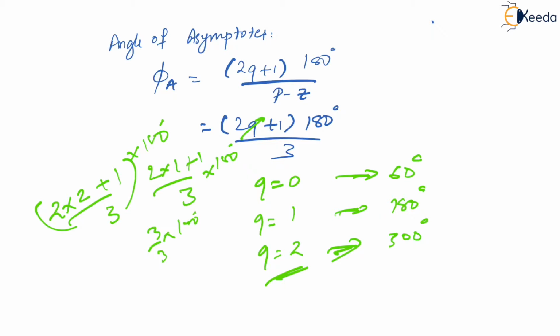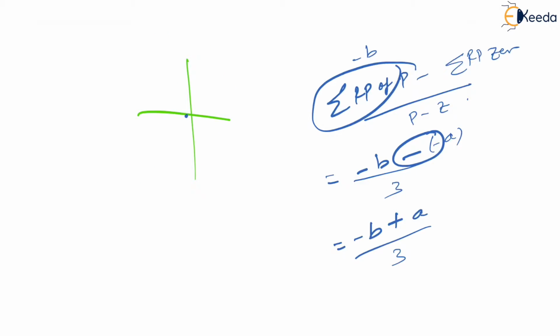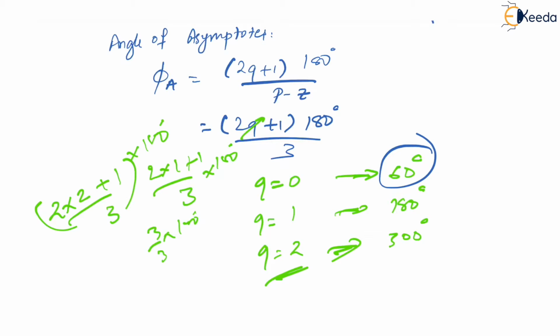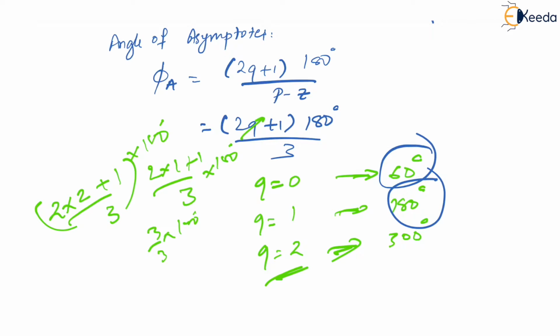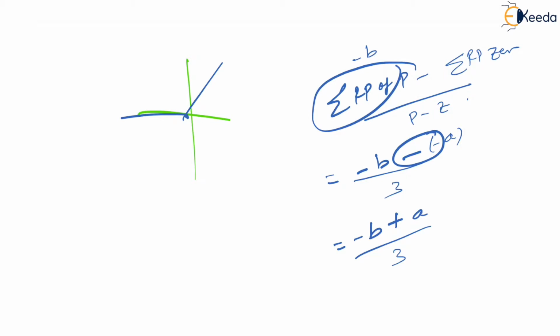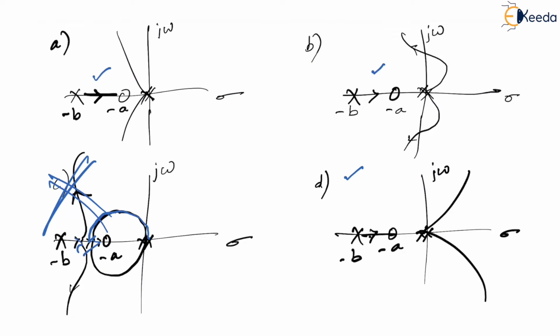What is happening now? Angle of asymptotes. If you take 60 degrees, definitely 60 degrees. Then if you check out 180 degrees, 180 degrees again here. Then next is 300 degrees. 300 degrees is where? Again here down. Correct? Which means, which out of the following will be the answer? This is definitely not the answer. Now we have to choose between this and this. Which one you feel is more appropriate?